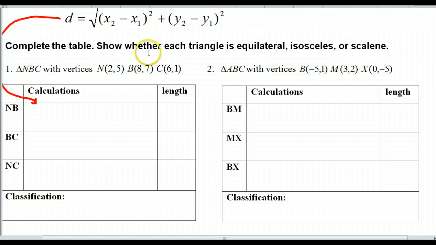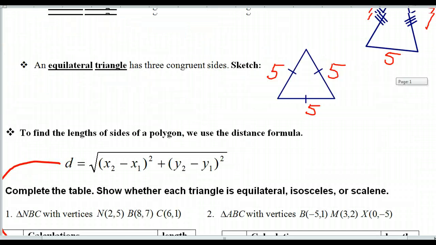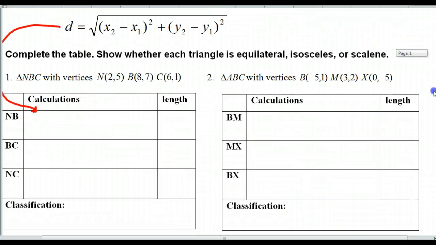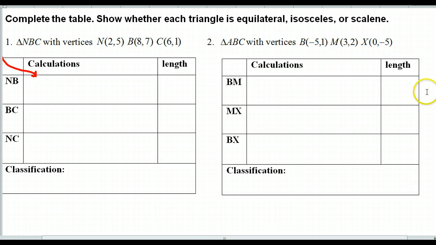So complete the table. Show whether each triangle is equilateral, isosceles, or scalene. Since knowing that something is equilateral or isosceles or scalene depends on knowing what the lengths are, or at least knowing if they're the same or different, then we're going to need these lengths. That's why we have to complete this table. So the idea is we've got these points like N, B, C, and if we could find the length of the sides of the triangle, we'd be golden.